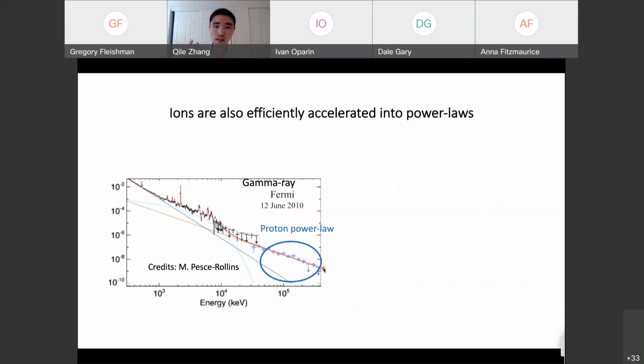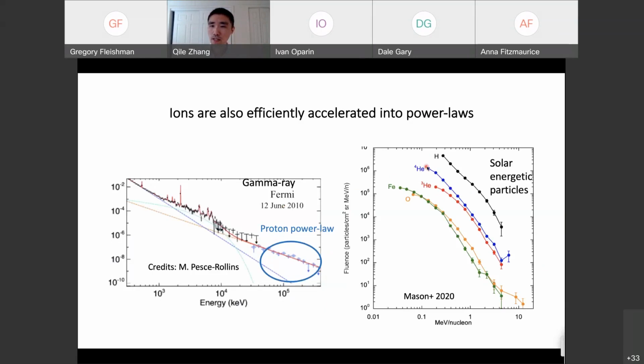Some of these energetic ions produced by solar flares can travel into space and be observed by our satellites, which is what we call solar energetic particles. Our satellites can measure them, not only the protons, but also the other heavy ions from the solar flares.